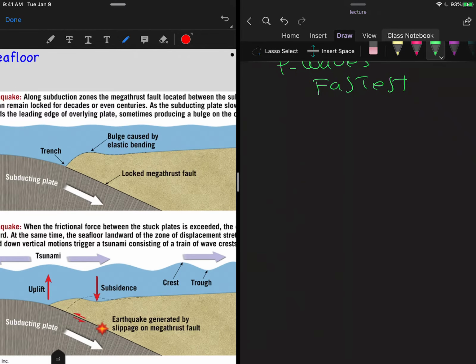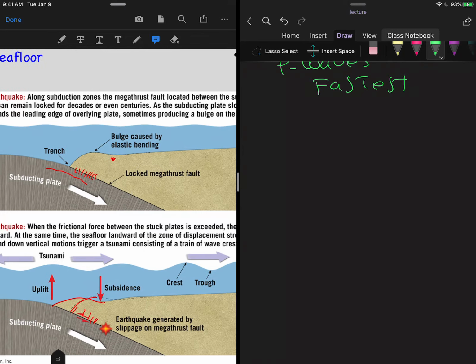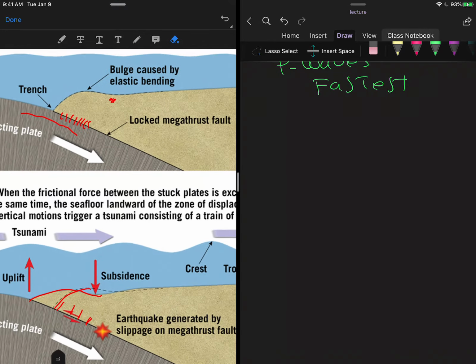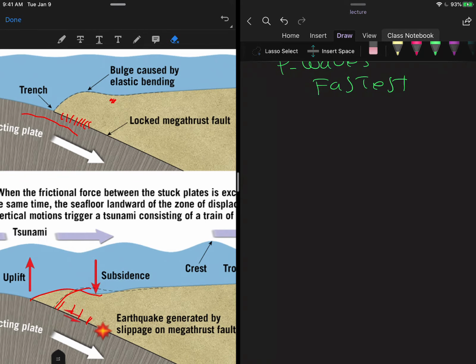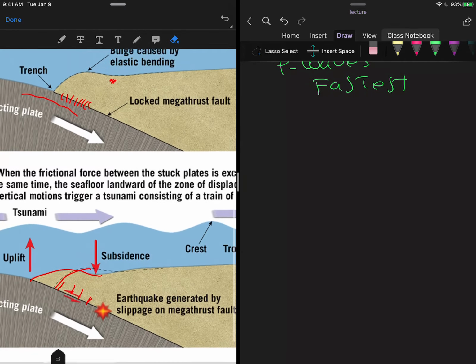What's happening is that you have the oceanic crust here making contact with the continental crust, and as it does, friction is dragging the crust down. You can see this was the original way that the continent looked, but friction drags the crust farther down until the friction can't hold the two plates together anymore, and then the whole thing just snaps back and you get the earthquake that occurs.